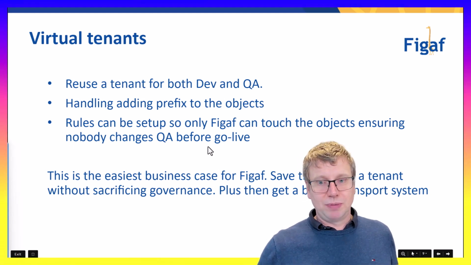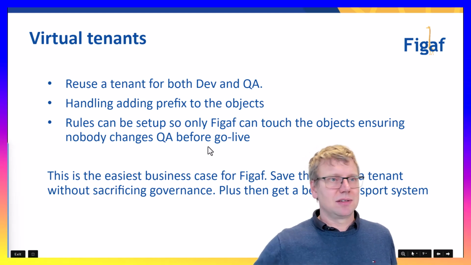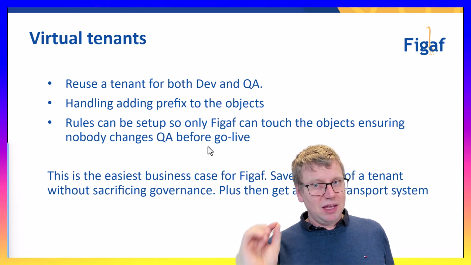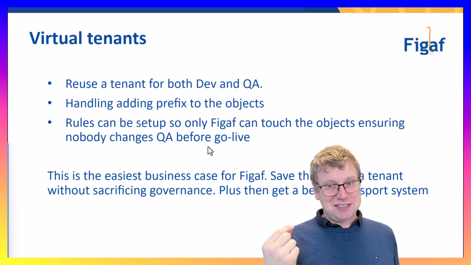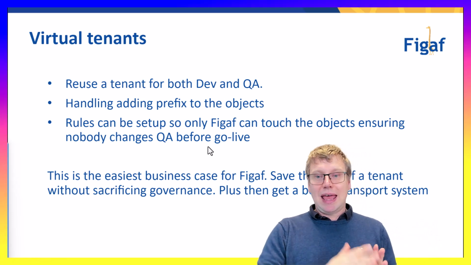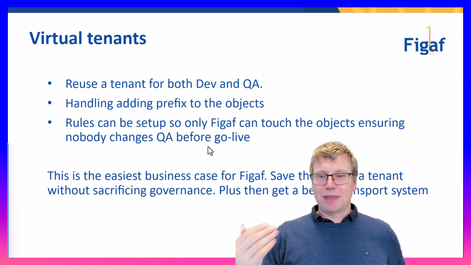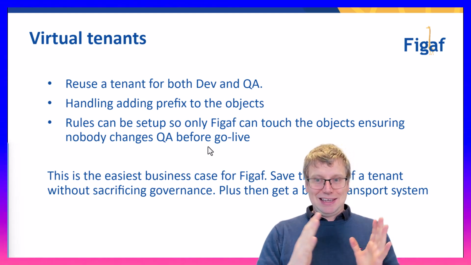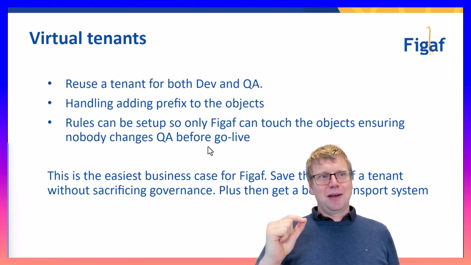You can set up rules so people would not be able to modify the iflows that are in these virtual QA packages. And if you are one of these customers with less than 300 integrations, this is by far the simplest business case, that you can drop one integration suite tenant, and then you can get a fully functioning, improved transport system that would make it easier for you to transport and manage your integration. So I'm not saying it's the only business case, but this is really a simple business case that you can make.